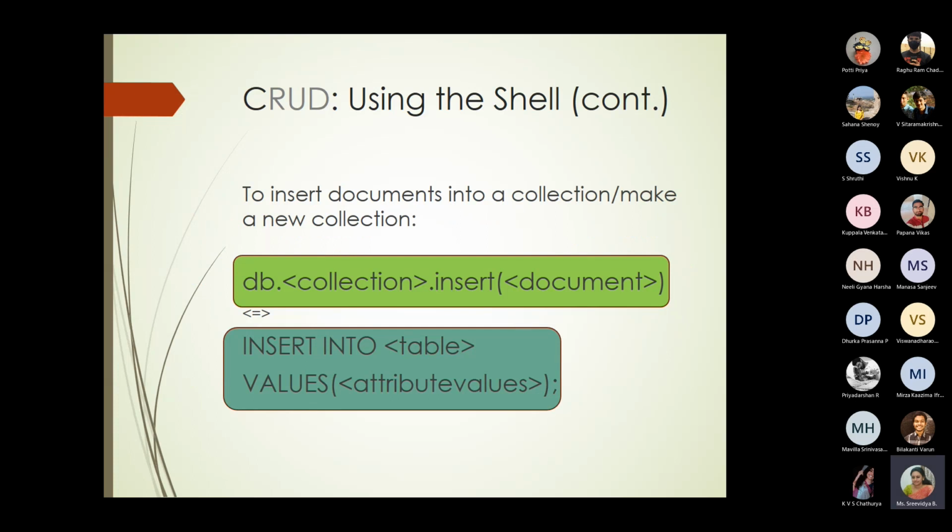Now, next slide onwards, we'll be talking about all the operations and parallelly we'll show how exactly it happens in RDBMS. So the top box will be the MongoDB statement and the corresponding RDBMS SQL query will be the one below. To insert documents into a collection or make a new collection, we will say db.collection name.insert, in brackets the document whatever you wanted to insert. This is as good as saying insert into table values whatever the attributes you wanted to insert.